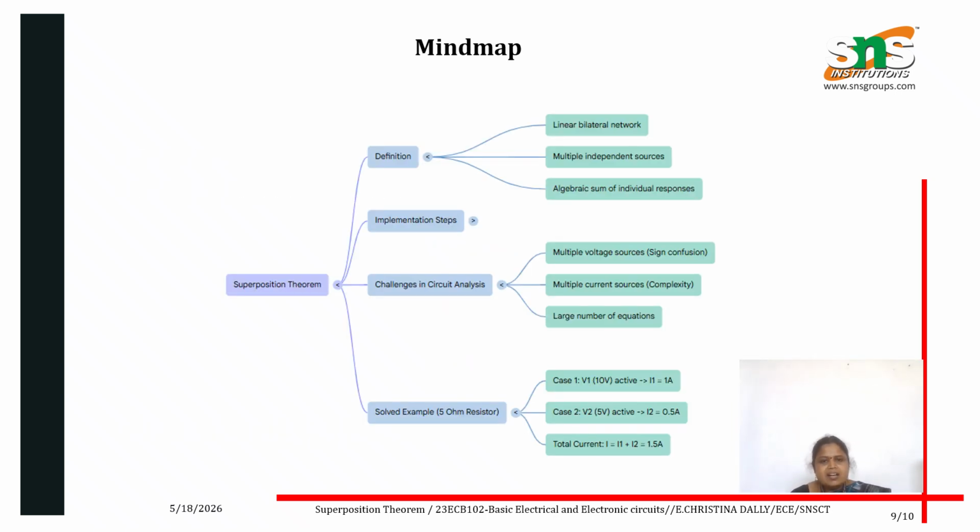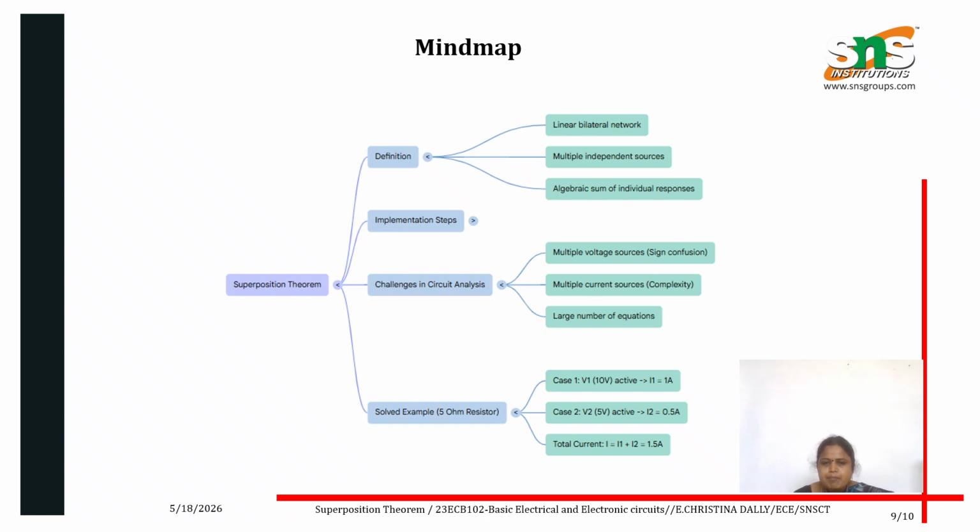While considering the superposition theorem, we have to know the definition. It is a linear bilateral network with multiple independent sources, and the response is the algebraic sum of the individual responses. So this is the definition of the superposition theorem. Here we face some challenges in circuit analysis. There will be multiple voltage sources and multiple current sources, and a large number of equations in the circuit analysis.